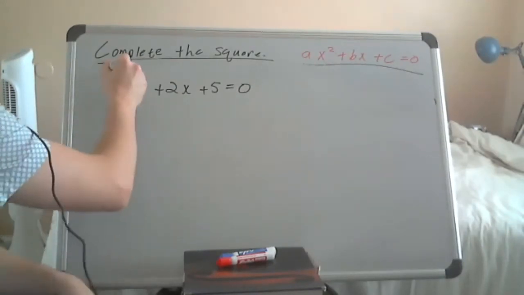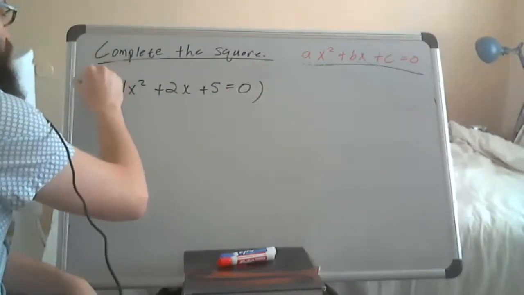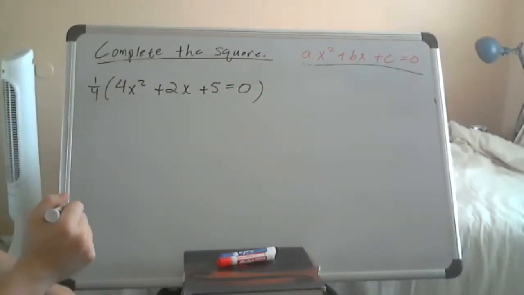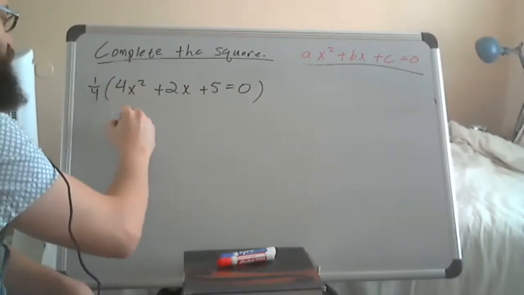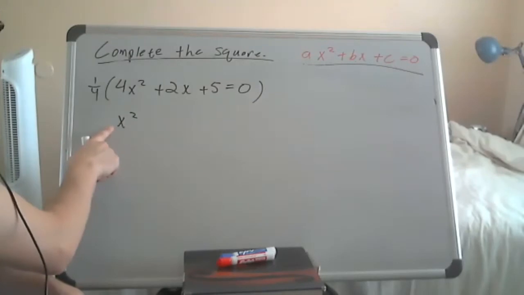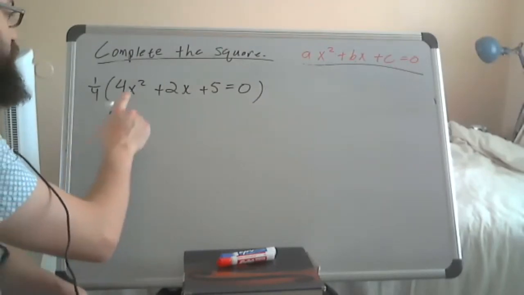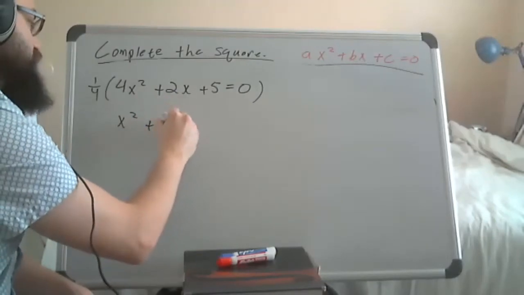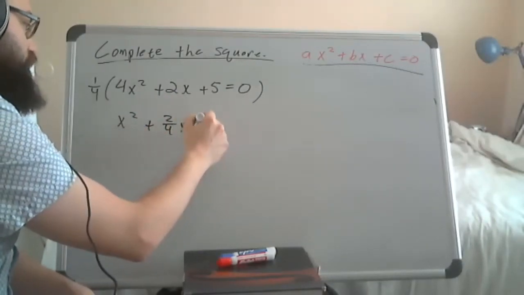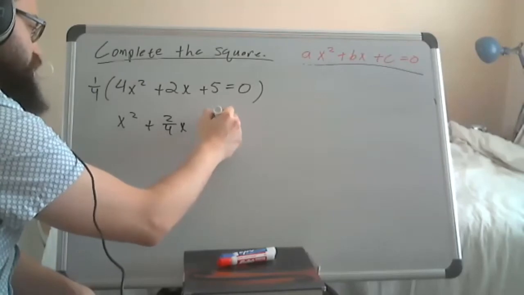So the first thing we're going to do is divide both sides by 4. Dividing this by 4 gives us just x squared, which is what we want. We want this to be a 1. We're going to divide this by 4, so we're going to get 2 over 4x, and this by 4, which is 5 over 4.